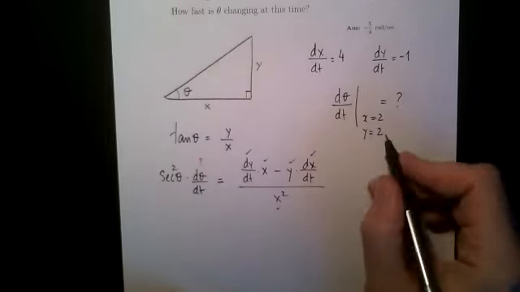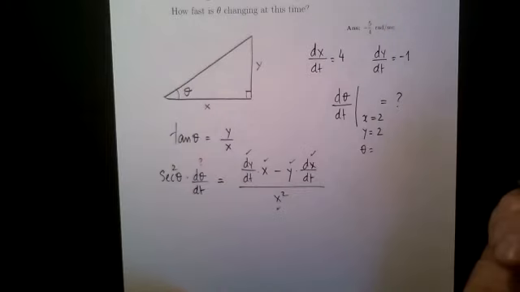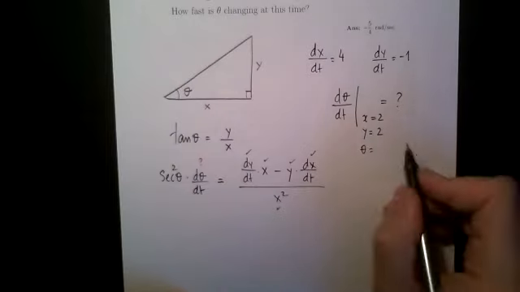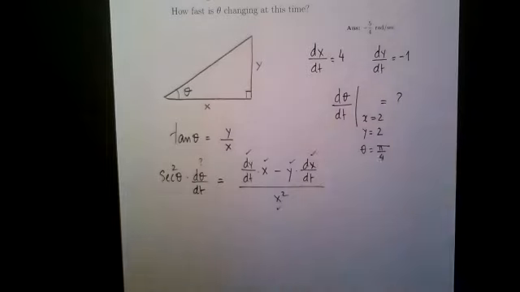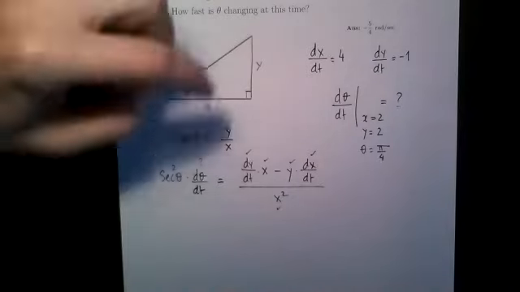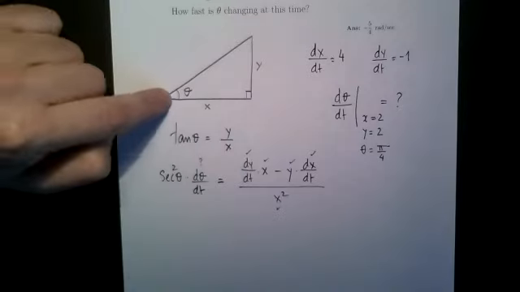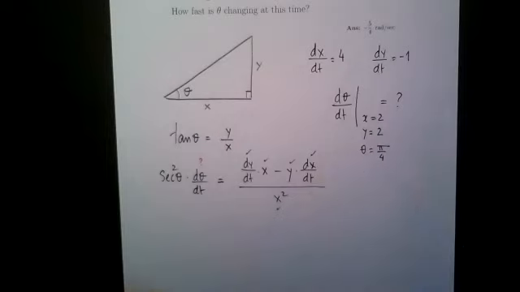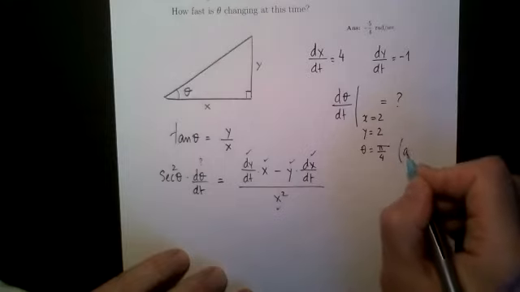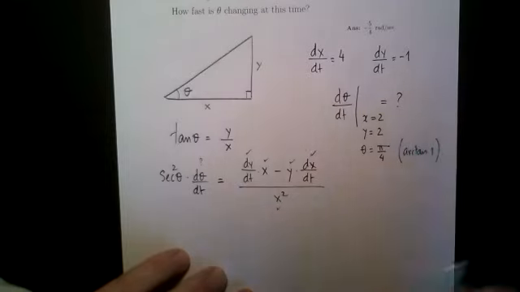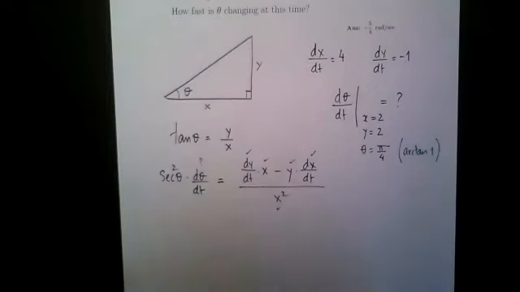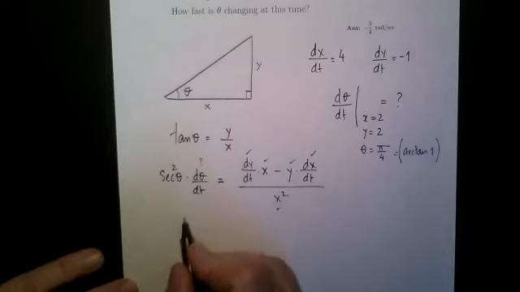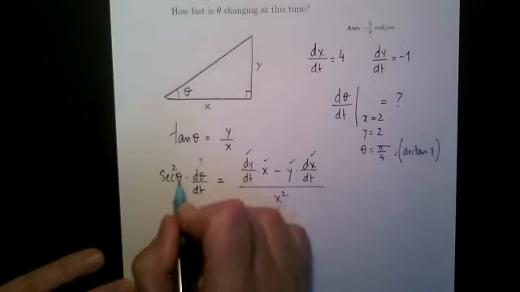Okay, so x is 2, y is 2, theta is what? Arctan of 1, which is pi over 4. Okay, 45 degrees. If x and y are the same, obviously this is 45 degrees. That's why it's pi over 4. Good. So I'm going to write it right next to it. So now I have the theta.